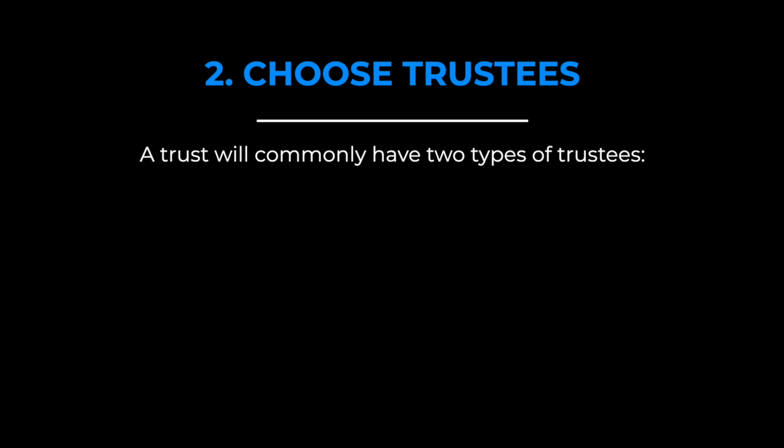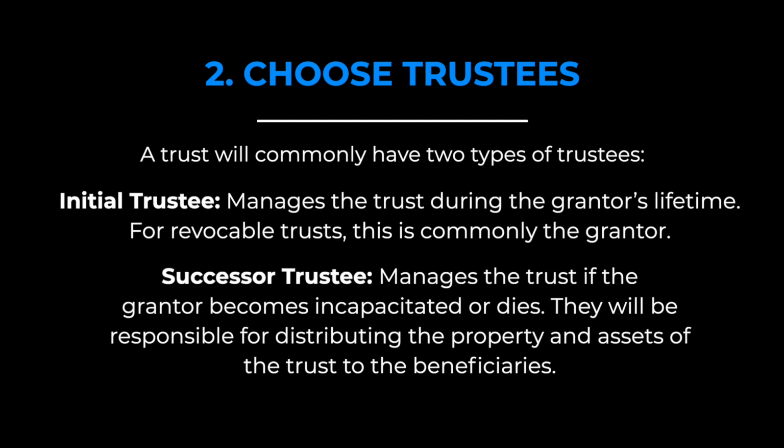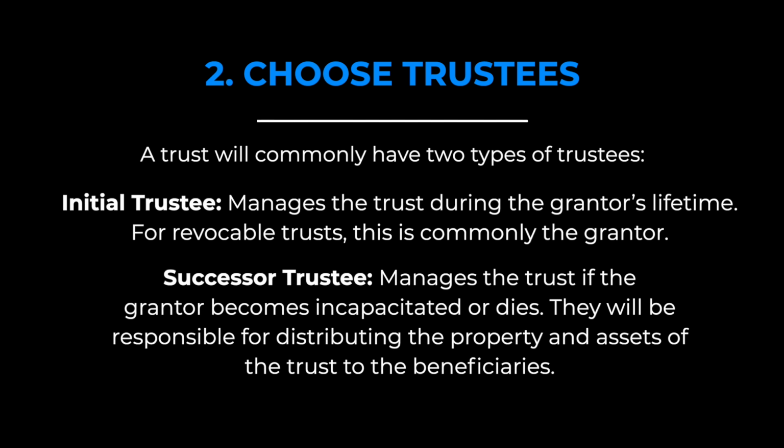Number 2, choose trustees. A trust will commonly have two types of trustees. Initial trustee manages the trust during the grantor's lifetime. For revocable trusts, this is commonly the grantor. Successor trustee manages the trust if the grantor becomes incapacitated or dies. They'll be responsible for distributing the property and assets of the trust to the beneficiaries.